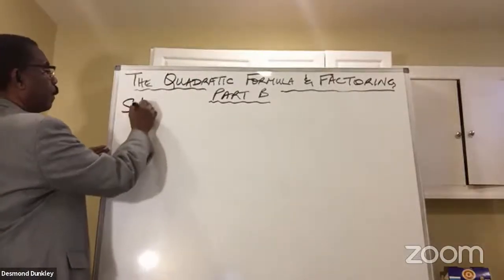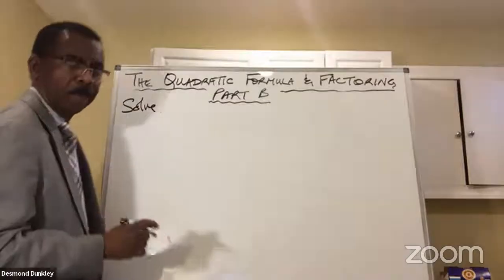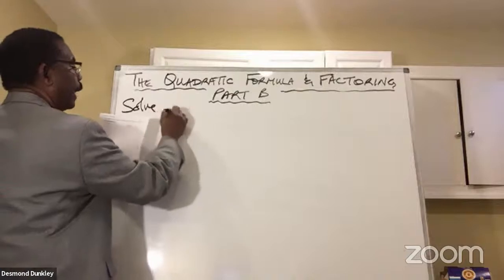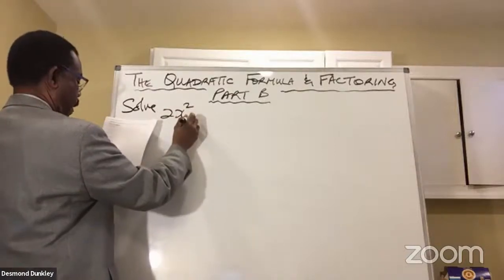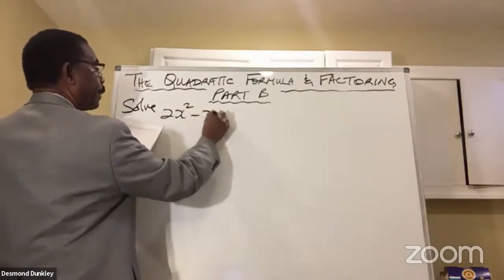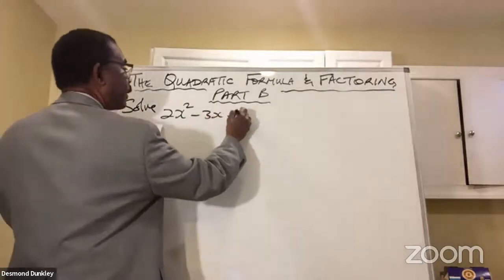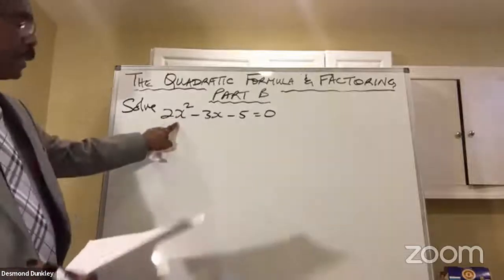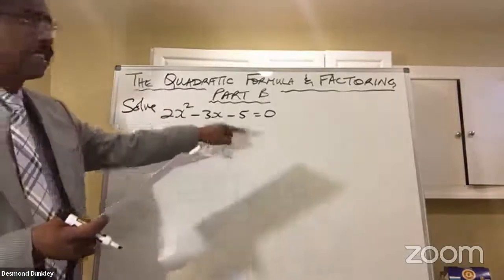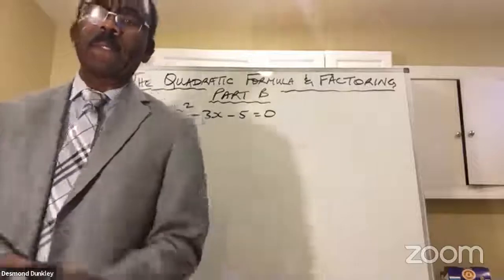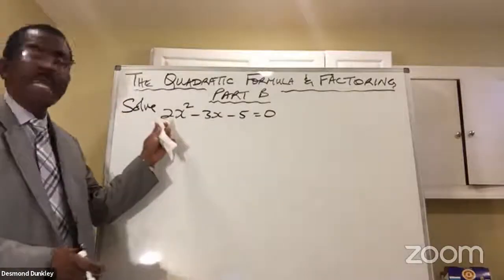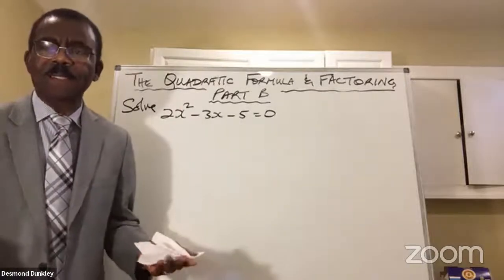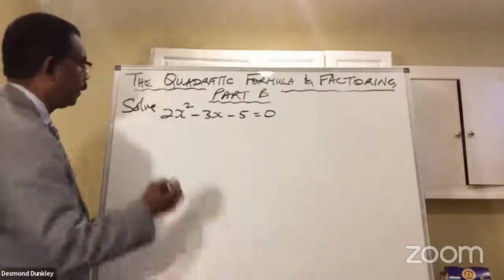Solve. I'll take one from my sheet here. Say 2x squared minus 3x minus 5 equal to 0. So 2x squared minus 3x minus 5 equal to 0. Again, I know that this can be factorized, but let's pretend that you can't factorize it. And let's use the quadratic formula.